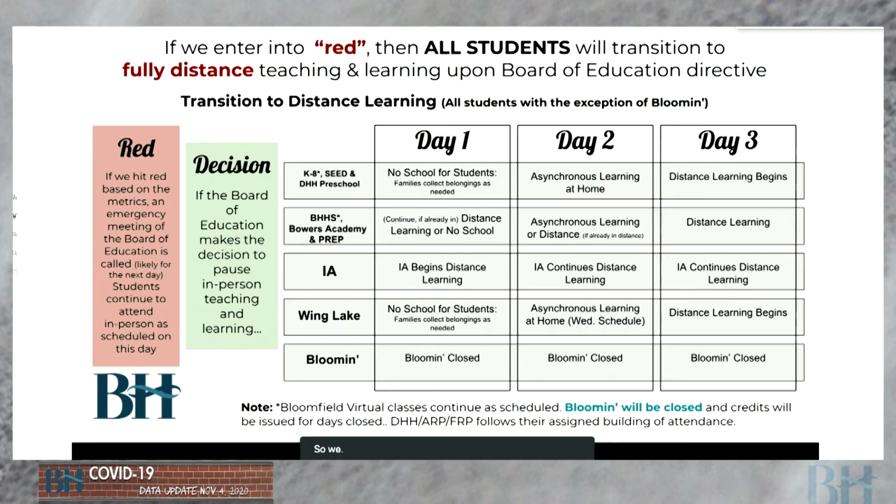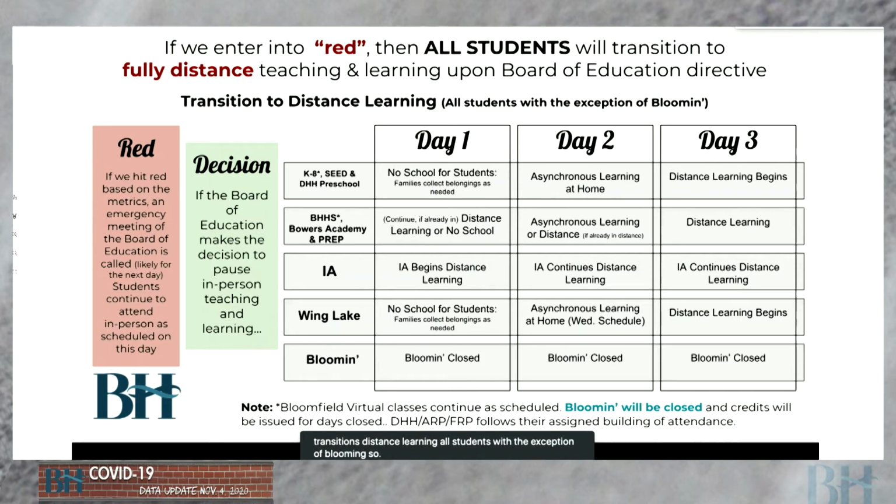So we know all along, we've talked about we're planning for a couple things. We've been planning forward: what happens if we go to a full return? We've been planning for where we're currently at: what happens if we remain in our current configuration? And we've been planning backward: what happens if we have to pause temporarily and go to distance learning again? If we enter into red, then all students will transition to fully distance teaching and learning upon Board of Education directive, with the exception of Bloomfield.